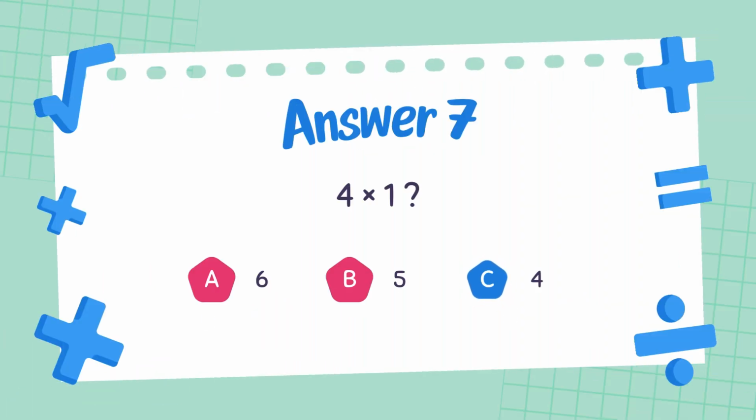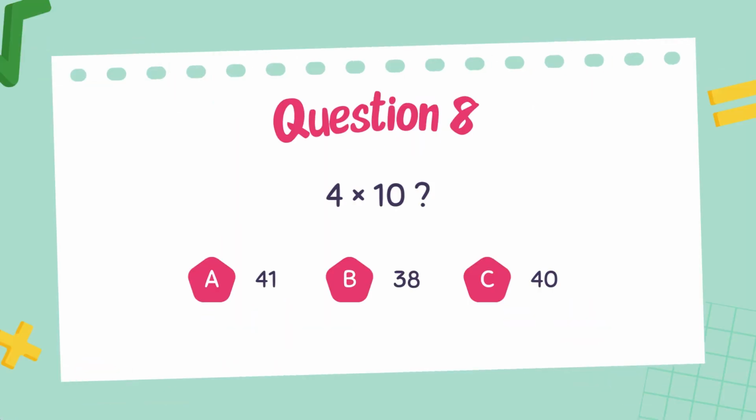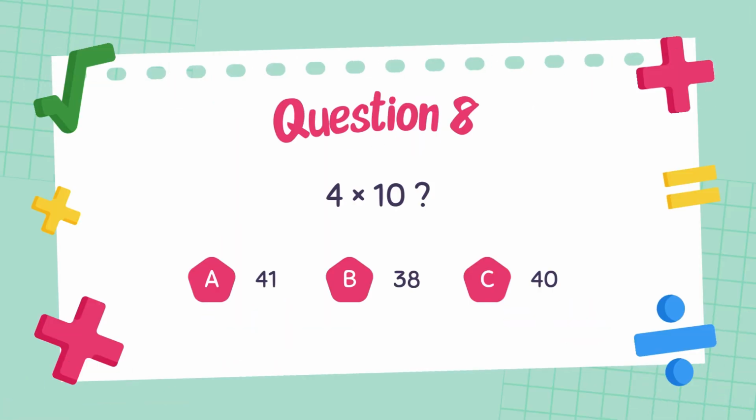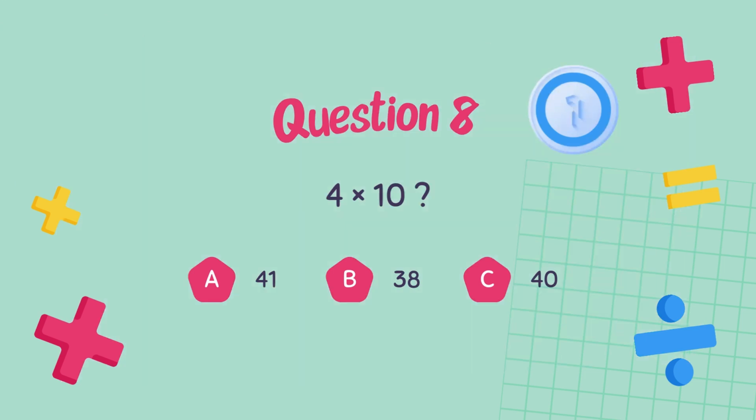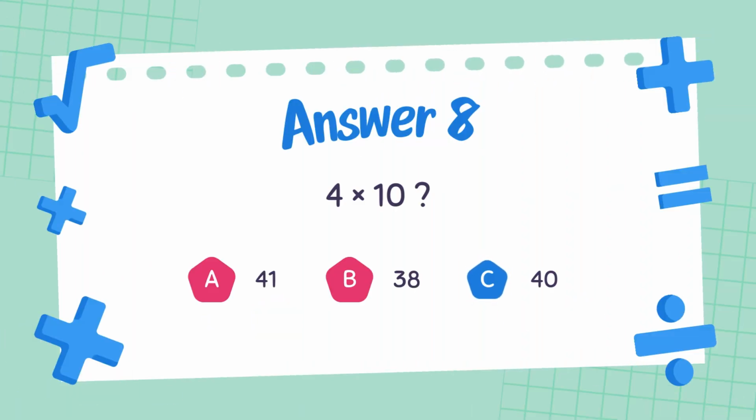You got it. Question 8. What is 4 times 10? Is it A, 41, B, 38, or C, 40? The answer is C, 40.